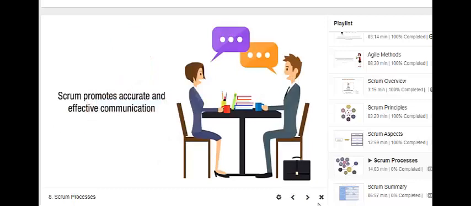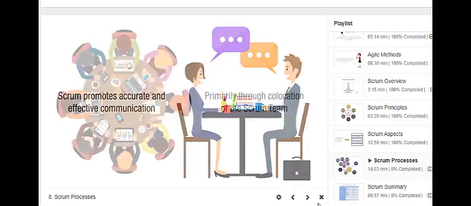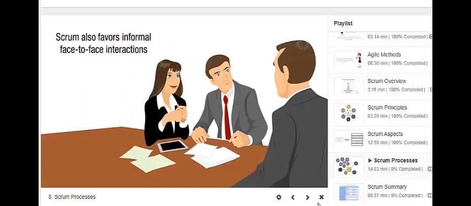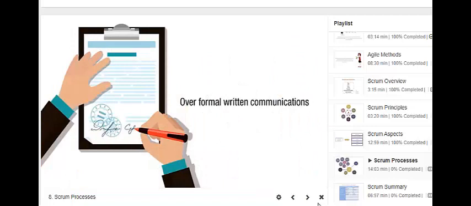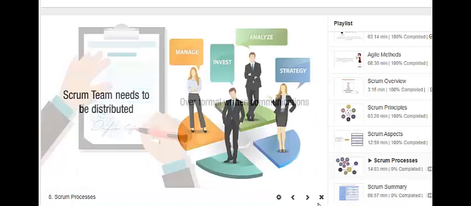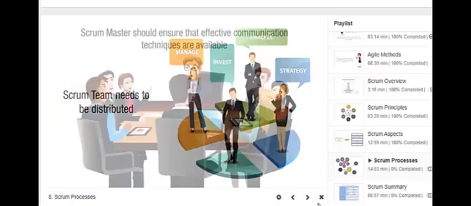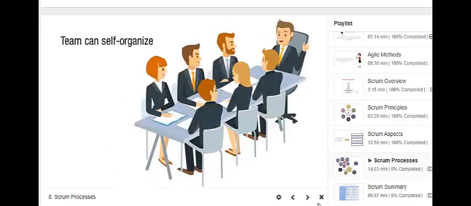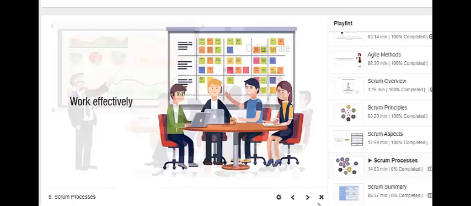Scrum promotes accurate and effective communication primarily through co-location of the Scrum team. Scrum also favors informal, face-to-face interactions over formal written communications. When a Scrum team needs to be distributed, the Scrum Master should ensure that effective communication techniques are available so that the team can self-organize, collaborate, and work effectively.